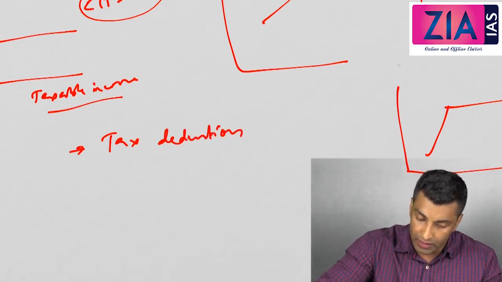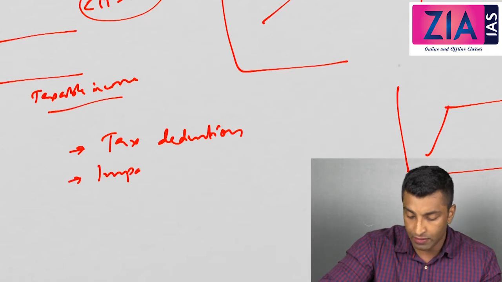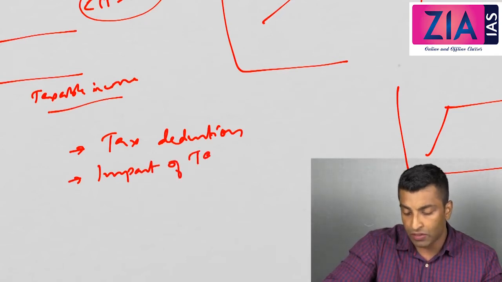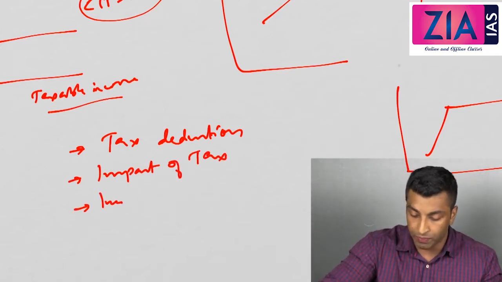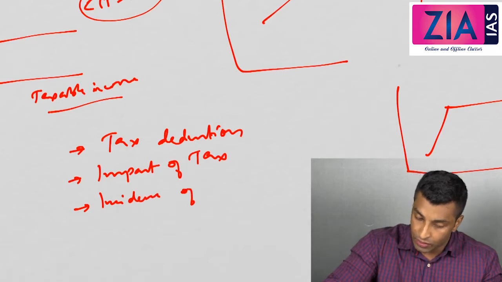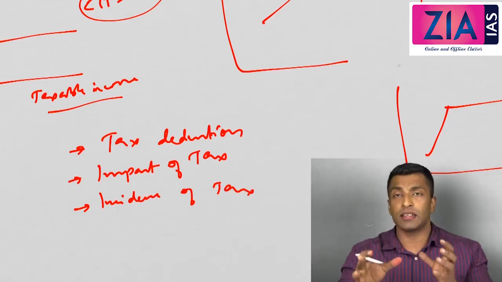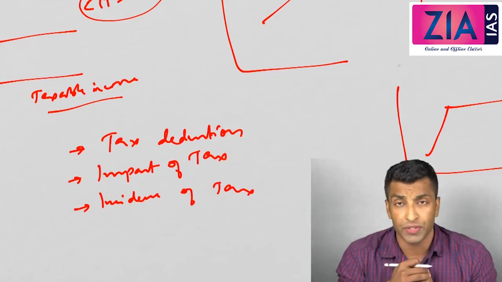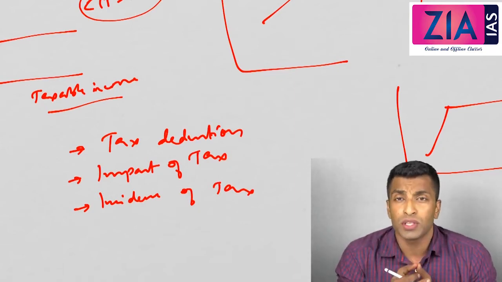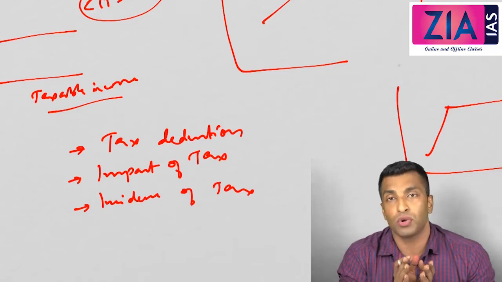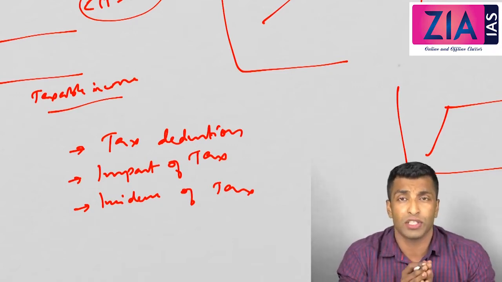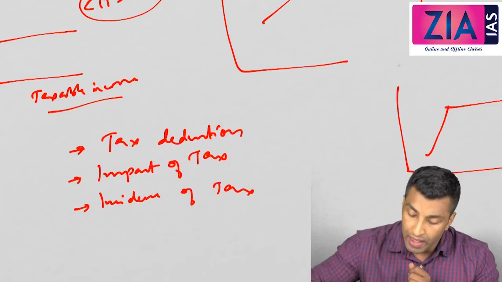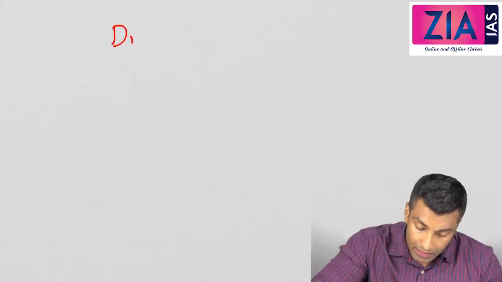Okay, we have discussed about impact of tax. Okay, impact of tax. We have also discussed about incidence of tax. So these are the terms and concepts that we actually covered in our first video. So if you have any doubts regarding these topics, please go and watch the first video, that is the concepts related to taxation. And then in the second video, I think we have started off with direct taxes.